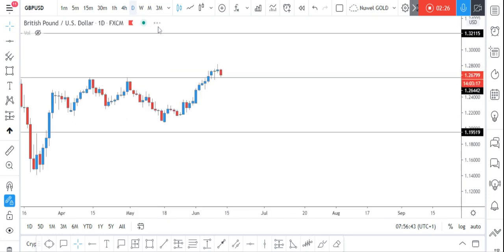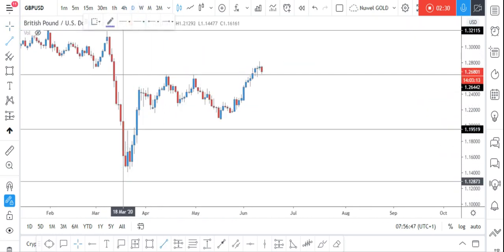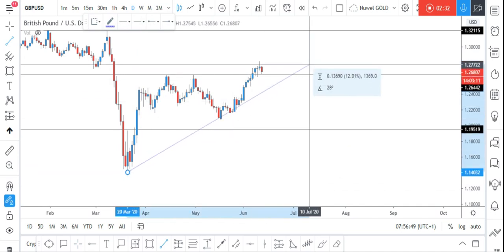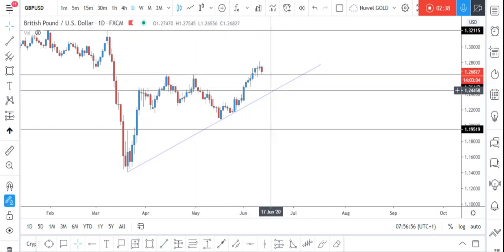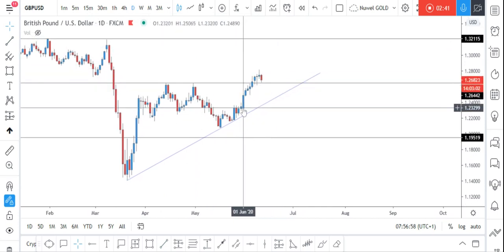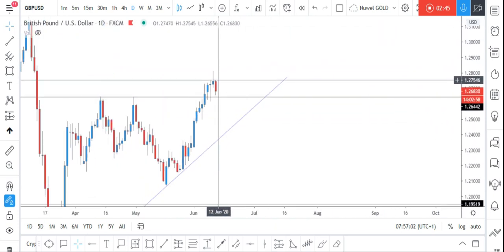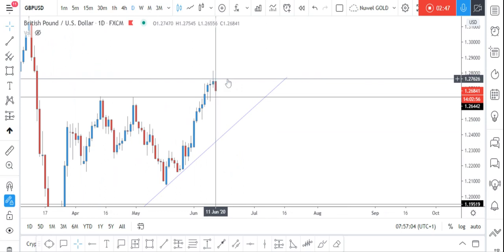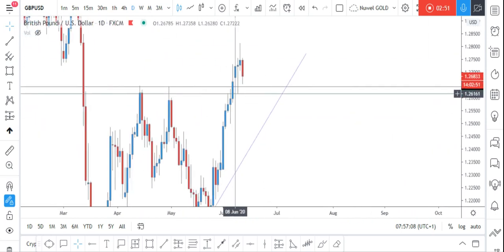On the daily, we can just draw this trend line here as a guide. We can potentially see price pull back to retest this trend line and give us a third trend line bounce before it ricochets and goes back up. That's the first step.